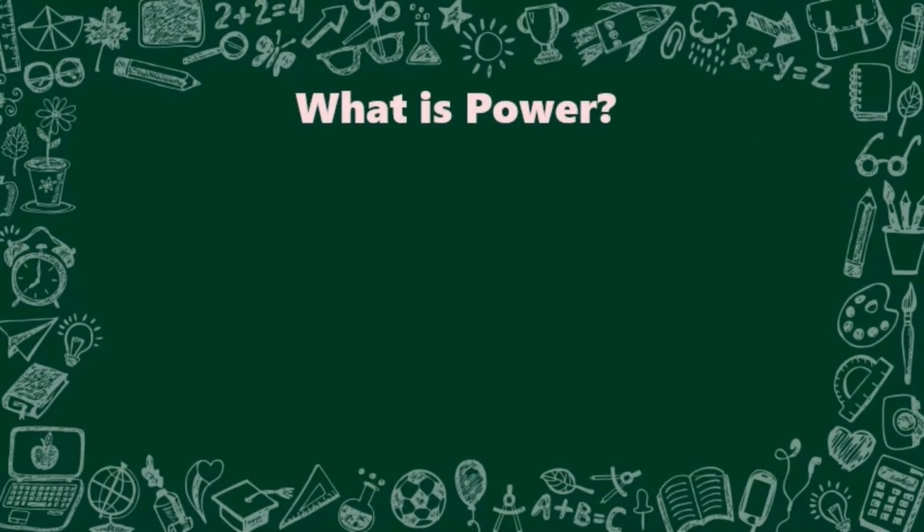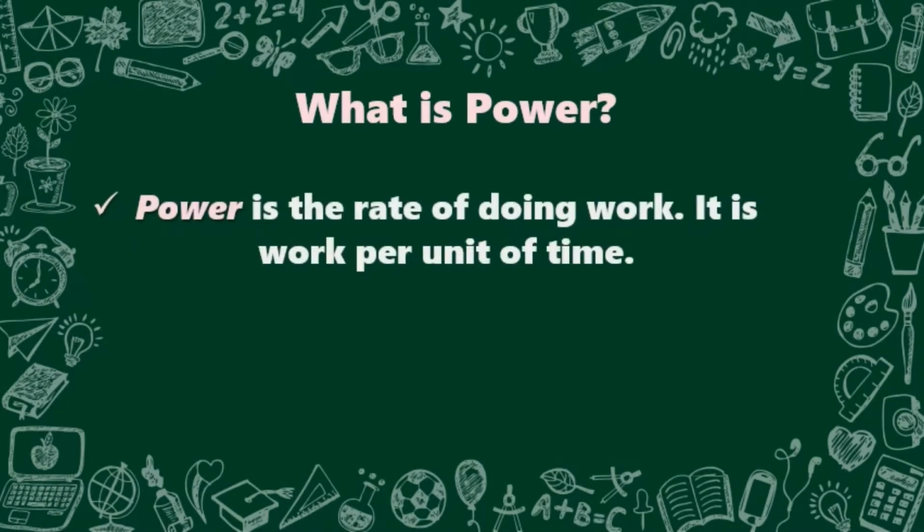What is power? Power is the rate of doing work. It is work per unit of time. Alright, so power is a measurement of us in doing work or of any object performing work. So it is affected by two factors. Number one is the work and the other value is time. So later on, we will also know how to calculate for power.